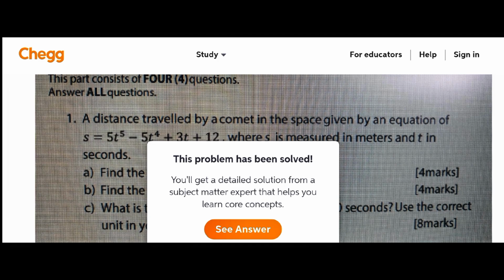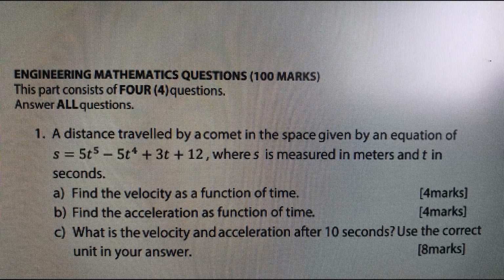So let's proceed. The first question says the distance traveled by a comet in space is given by the equation s equals 5t^5 minus 5t^4 plus 3t plus 12, where s is measured in meters and t in seconds. Part A says we should find the velocity as a function of time. Part B says find the acceleration as a function of time. Part C asks: what are the velocity and acceleration after 10 seconds?